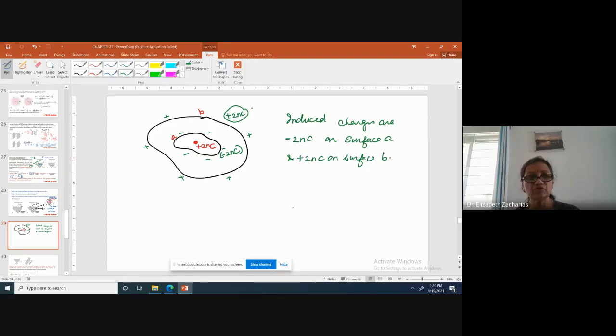Okay, now let me check whether you understood by giving you another example. I have a thick spherical shell with a charge -4 nanocoulomb, and I am dumping a charge +6 nanocoulomb. Now try to tell me how electrostatic equilibrium will be achieved.